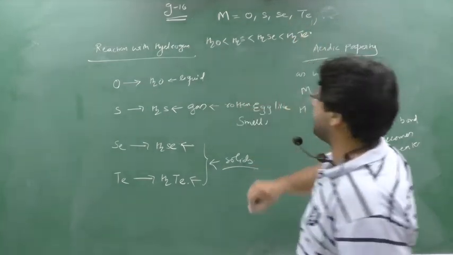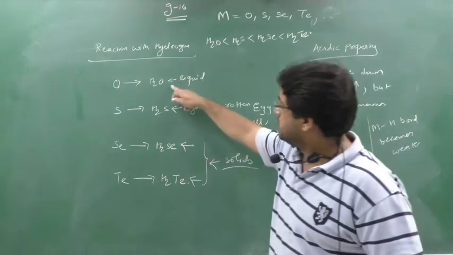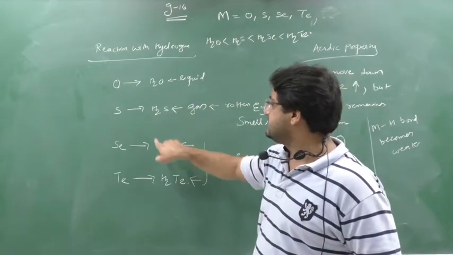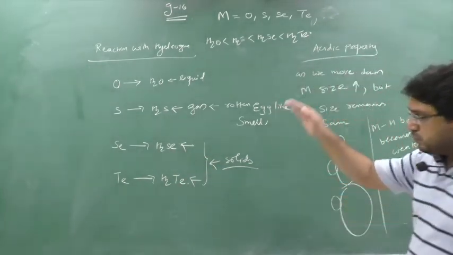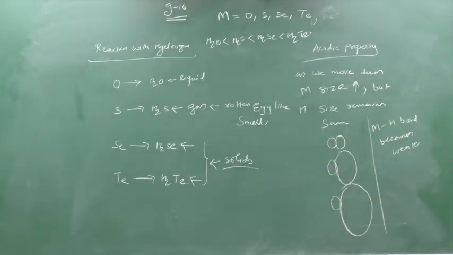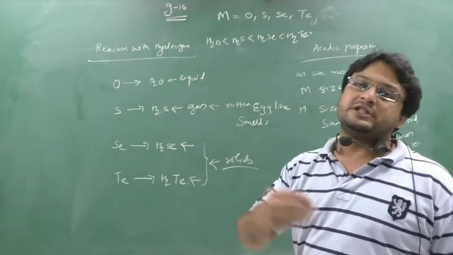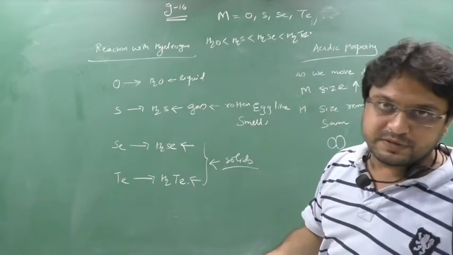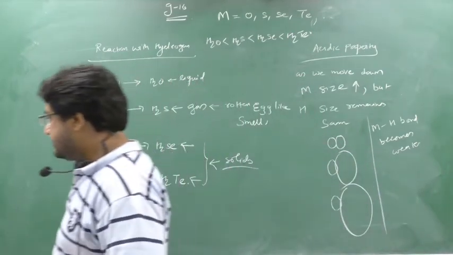Yes or no? Let me repeat once more. Moving downside the group, M size increases, due to which the MH bond becomes weak. Because here H size remains the same but M size increases, so the MH bond becomes weak. When the MH bond becomes weak, the removal of H becomes easy. And removal of H plus means what? Acid. So moving downside the group, acidic property increases. Write down this property.